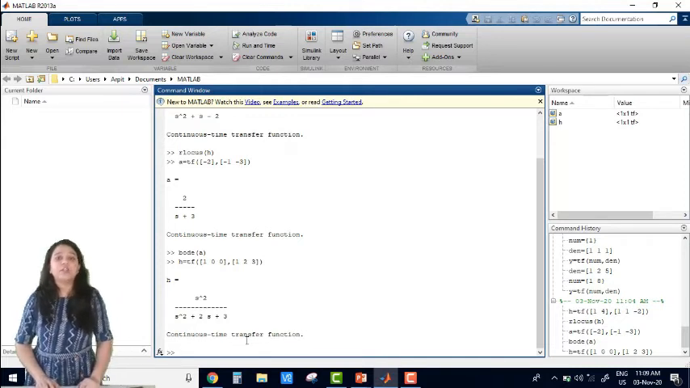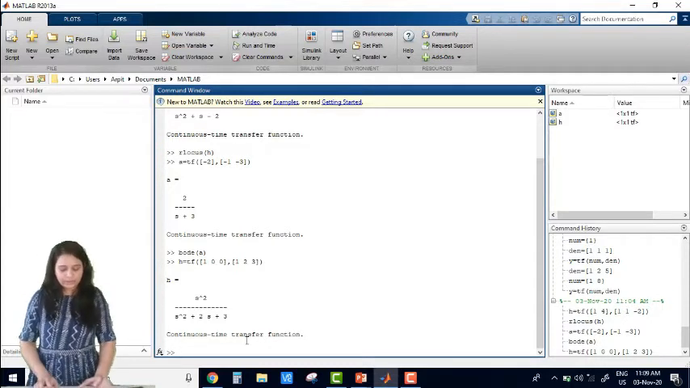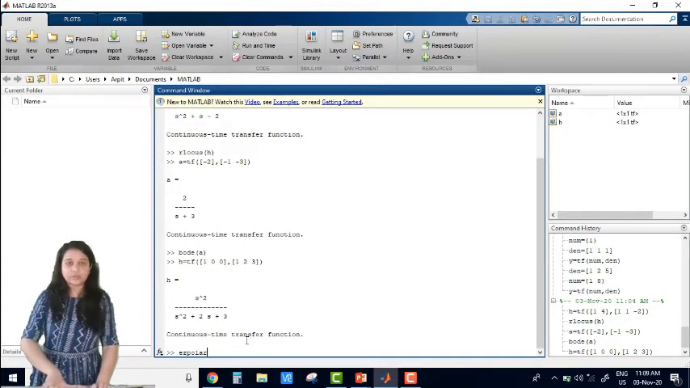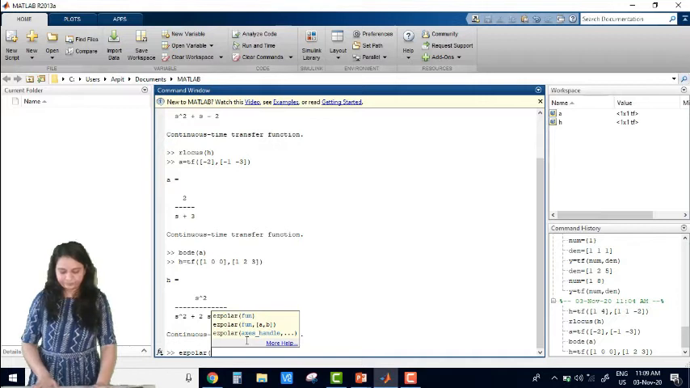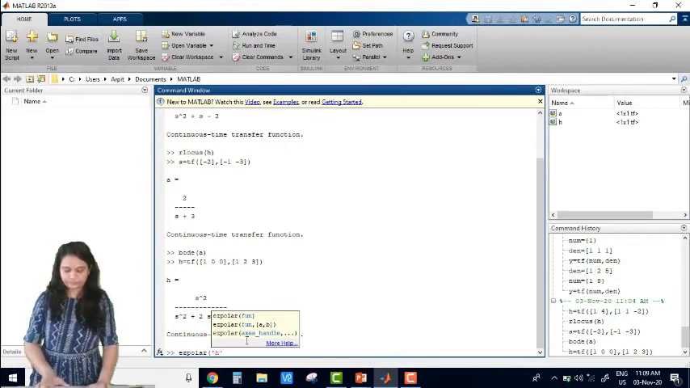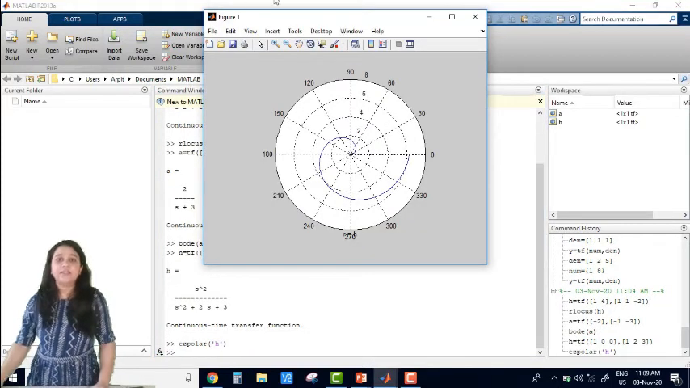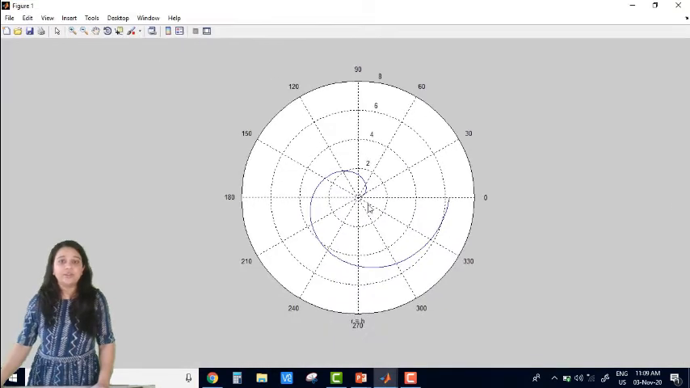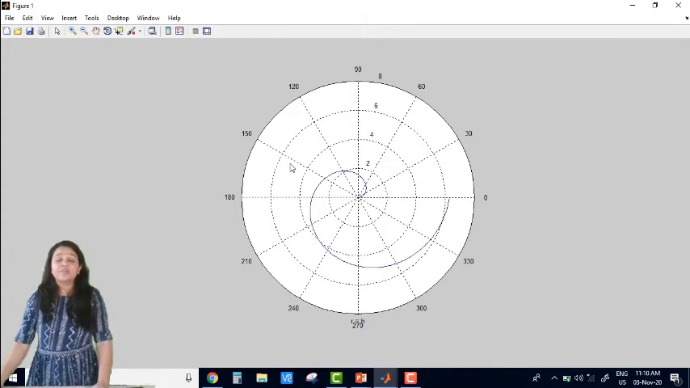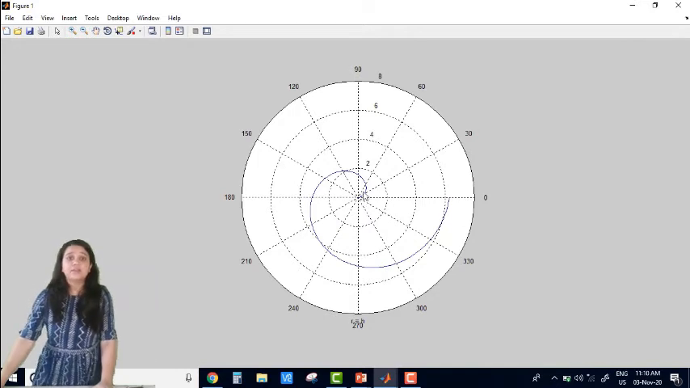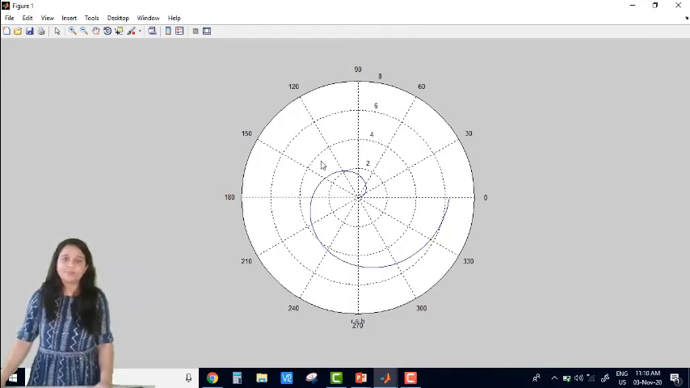So this is the transfer function of this system. Now for this particular transfer function, we have to find the polar plot. The command is z polar in the small bracket, and we put x. So this is the z polar of the system. Here you can see that the blue line indicates the polar plot of the system. It is the same problem that we solved in the theory session, and this type of polar plot is given.